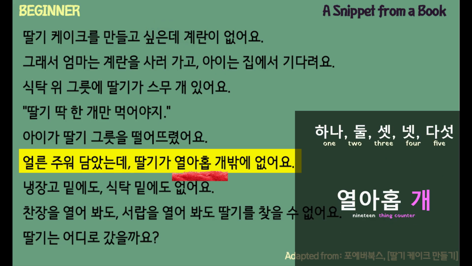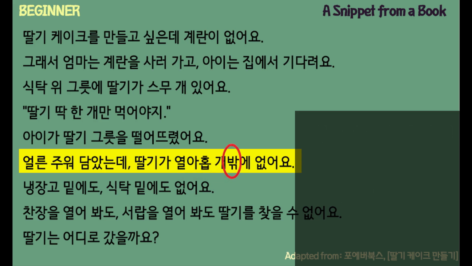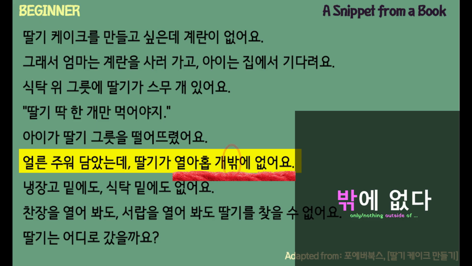19 is 열아홉 in native Korean number. You can actually see the literal word 밖 here, which means outside. But when attached as 밖에 and followed by a negative verb like 없어요, it becomes a complete grammar pattern that means only or nothing outside of the noun. So 19개밖에 없어요 means 19 only exist, which means there are only 19 pieces.